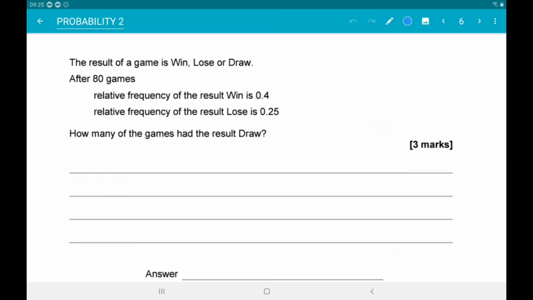Number 4. A game has the results win, lose or draw. After 80 games, the relative frequency of win is 0.4 and the relative frequency of lose is 0.25. And then we're asked how many of the games had the result draw. What we can do here is work out the number of games that were won and the number of games that were lost, and then subtract that from 80.